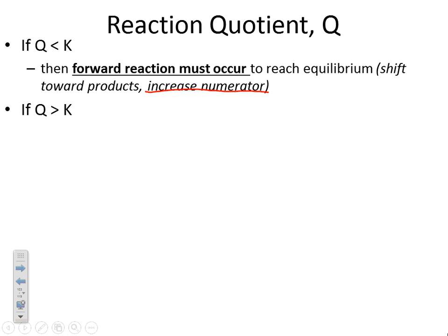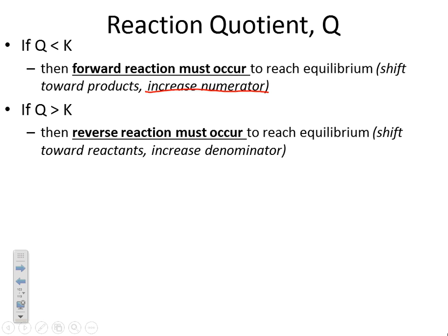If Q is greater than K, well, now we have the opposite situation. So now our numerator is too big, right? There's too much stuff in the numerator. So we have to get rid of the stuff that's in the numerator in order to get Q back down, make it smaller so that it's actually equal to K. What's in the numerator? Products are in the numerator. So in order to get less of the numerator and more of the denominator, we have to have the reverse reaction occur. We have to have the reaction go from products to reactants in order to be equal to K, in order to get to equilibrium.